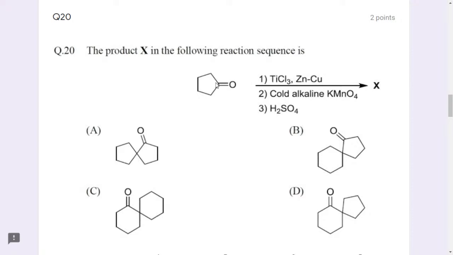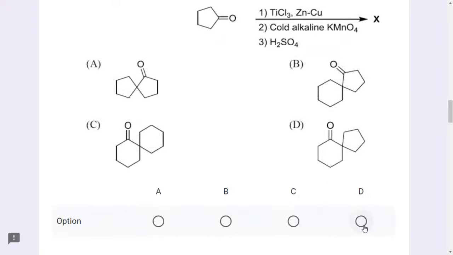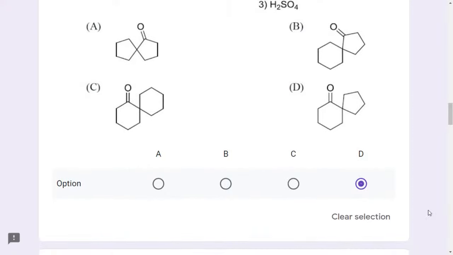Yes, students, 1,2-dihydroxy compounds are going to be formed. When you add sulfuric acid, then it undergoes pinacol-pinacolone rearrangement to give this D. Option D, students. Yes. Next. Option D is the correct option, students.